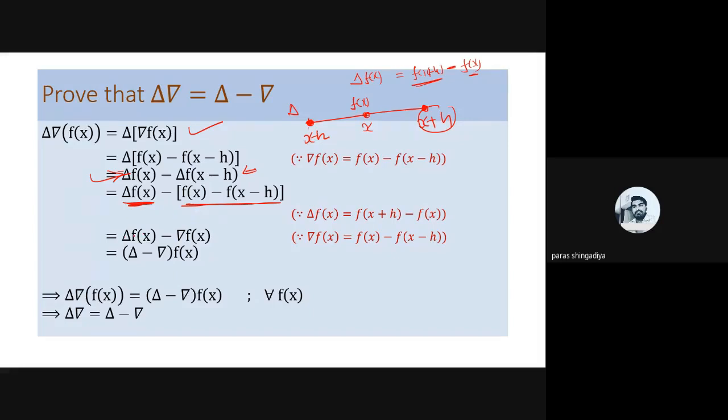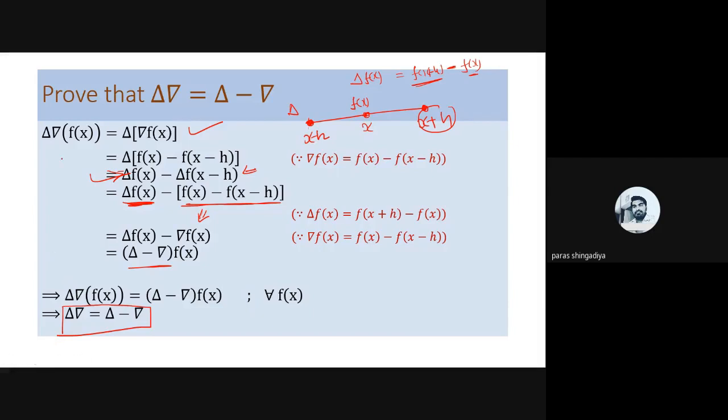So it is delta f(x), the first term, and from the second bracket we can write nabla f(x). Now consider f(x) common from both, so it will be delta minus nabla f(x). And now for every function we can write delta nabla f(x) is equal to delta minus nabla f(x). And that will be delta nabla is equal to delta minus nabla.